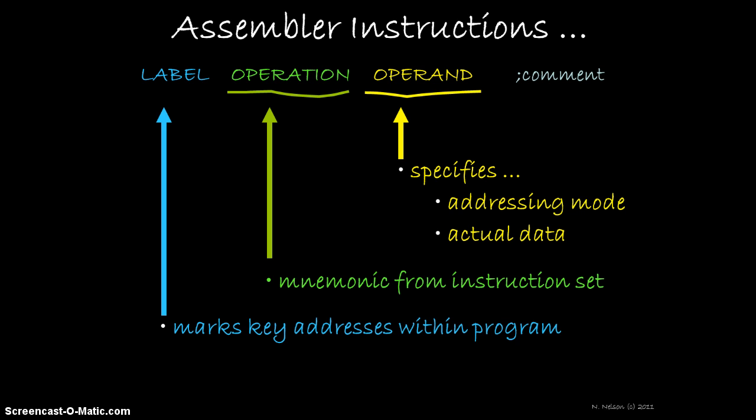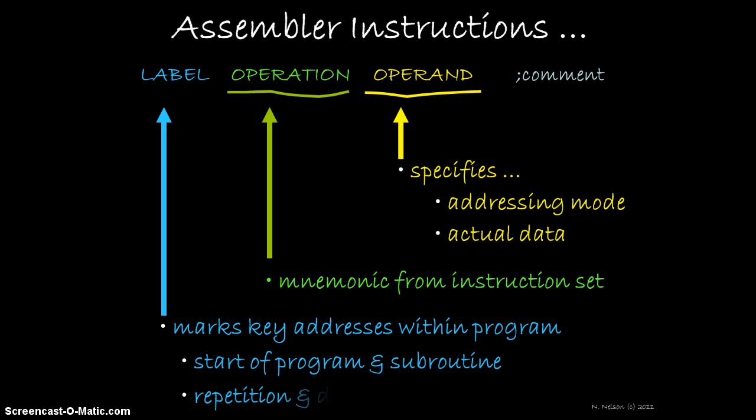The label is used to mark key locations within a program. They're normally used to identify the starting point of the program itself and each of its subroutines. It also identifies repetition points for loops and the start of each option within a decision block.